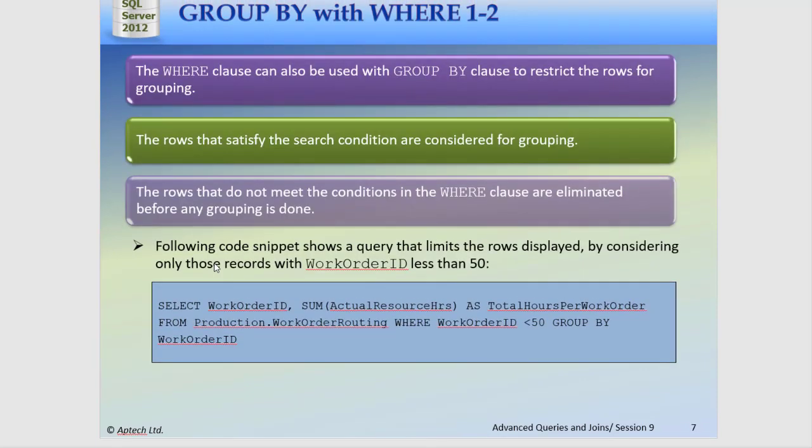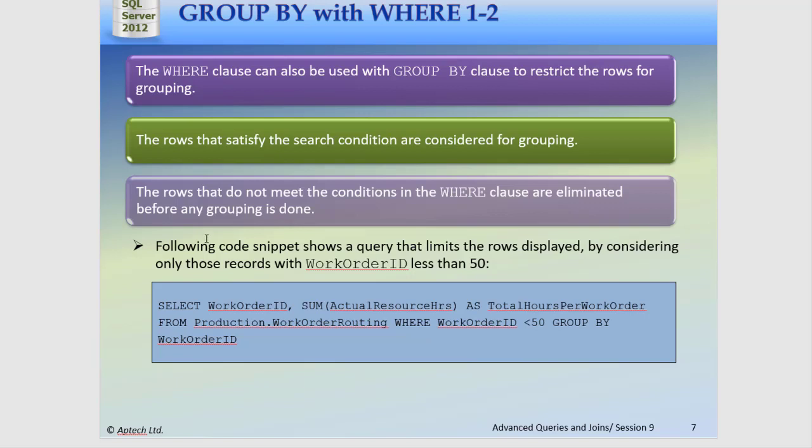Group by with where. Now the where clause is also used with the group by clause to restrict rows for grouping. The rows that satisfy the search conditions are considered for grouping, and the rows that do not meet the condition in the where clause are eliminated before any grouping is done.